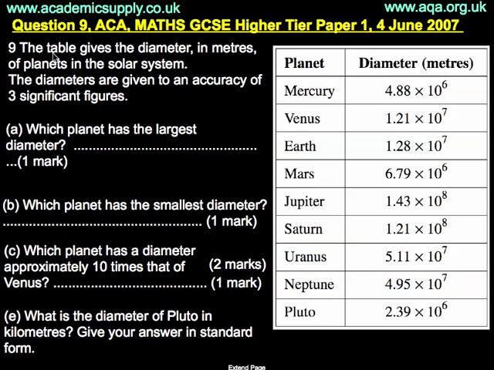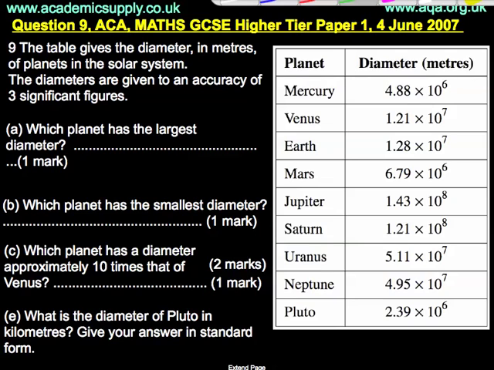Let's read the question. The table gives the diameter in meters of planets in the solar system. The diameters are given to an accuracy of 3 significant figures. So what are we talking about here? We're talking about a diameter, and it's quite a physics type question, this one.